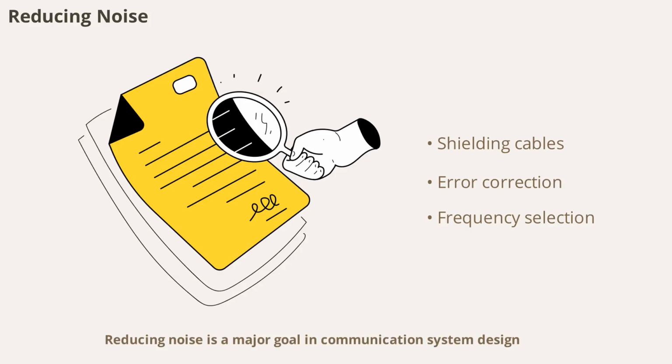Reducing noise is a major goal in communication system design. Techniques include shielding cables, using error correction codes, and selecting appropriate frequencies. Advances in digital technology have made it easier to detect and correct errors, further improving the reliability of modern communication systems.